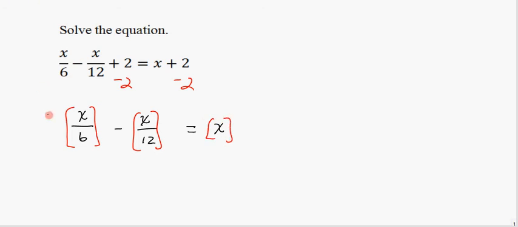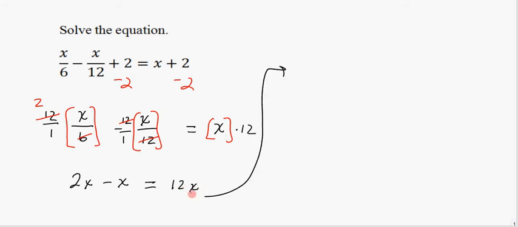All right, so this is going to be multiplied by 12, this by 12, and also this by 12. Now when we do that, notice what happens. 6 goes into 12 2 times. The 12's cancel out altogether right here. So what we're left with is 2 times x, and the 12's cancel, but we still have minus x is equal to, and on the right side, x times 12 is 12x.